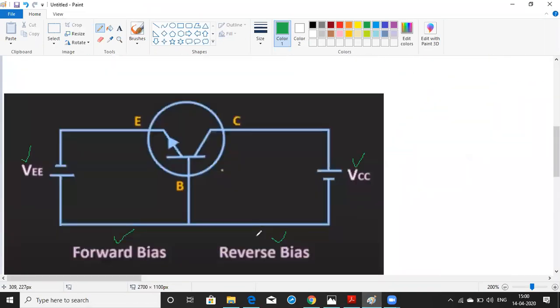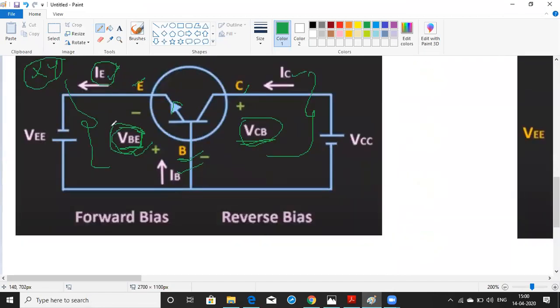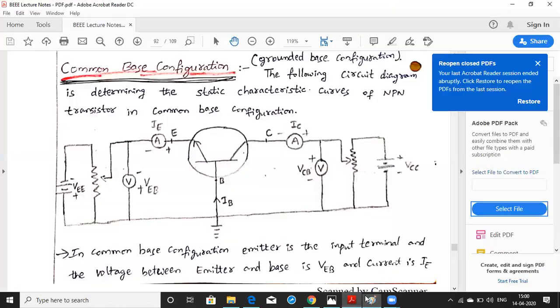To measure this VB, we are connecting one voltmeter. To measure this VCB, we are connecting one voltmeter. To measure this VBE or VEB, we are connecting one voltmeter. This is a voltmeter connected between the emitter terminal and base terminal. This is a voltmeter connected between the collector terminal and the base terminal. This indicates the change in the magnitude, the change in the voltage, right?